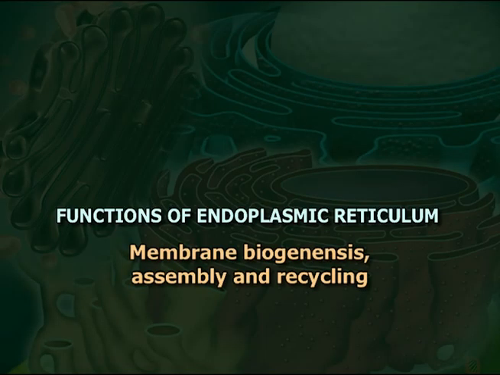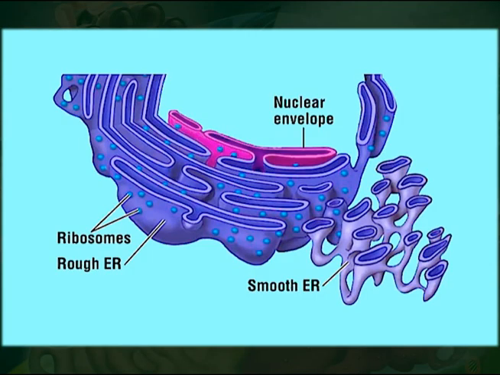Membrane biogenesis, assembly and recycling. ER membranes may develop by evagination from the nuclear envelope. At telophase, the nuclear envelope is reformed by vesicles of the ER.